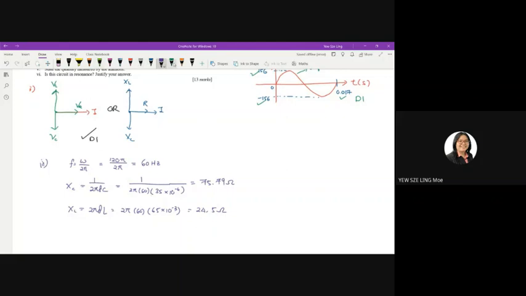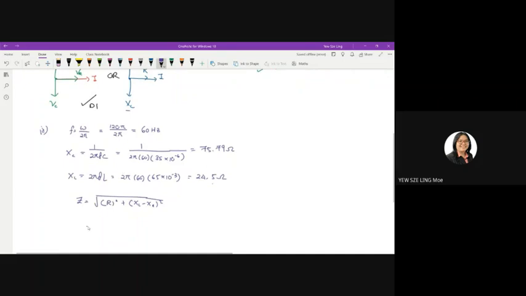Now, of course, some of you use 1 over omega C and then omega L. That also works, nothing is wrong with that. Once you have it, you can then calculate the impedance. Z equals the square root. On the vertical axis we have XL and XC, and on the horizontal axis we have just R. So this would be R squared plus XL minus XC, squared. So what are you going to do next? Just plug in the values.